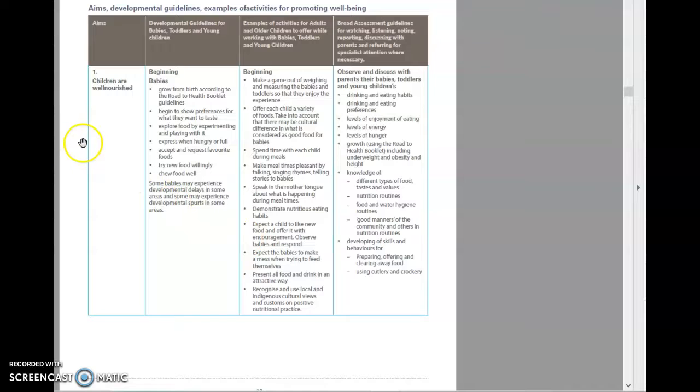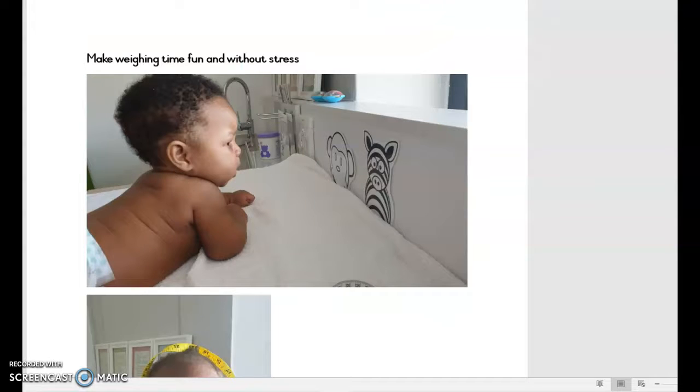Let's see what is listed here. Activity ideas to help children to be well nourished for babies, beginning. Make a game out of weighing and measuring the babies. Offer each child a variety of foods. Spend time with each child during meals. So these are the ideas that you have to use when you are planning your activities. In your groups, you have to plan 2 activity ideas for each of those 4 columns on the template.